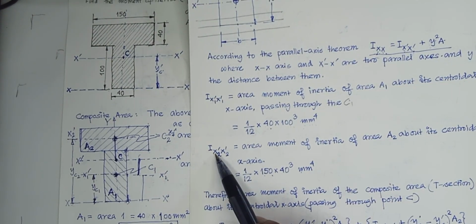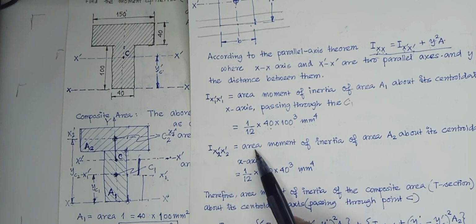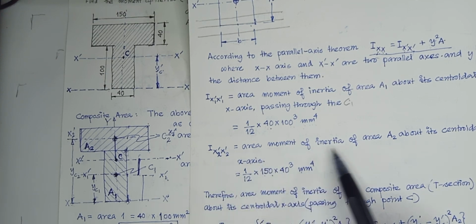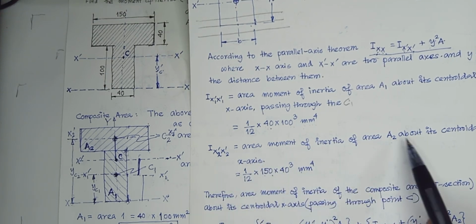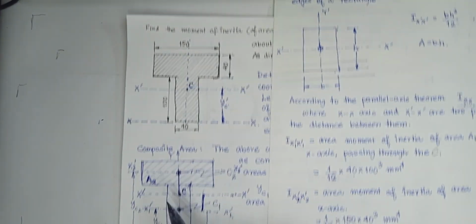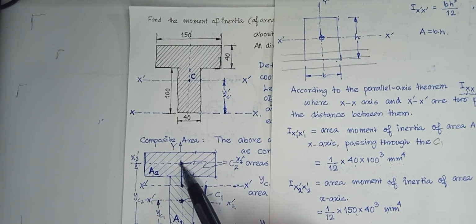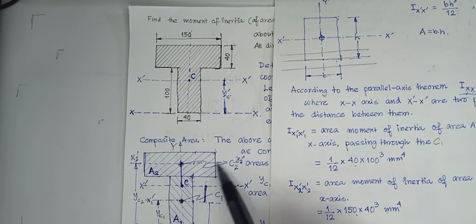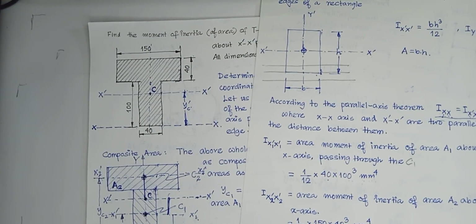Next, in the same way I have determined the area moment of inertia of area A2 about its centroidal x-axis, that means the centroidal x-axis passing through C, that I have determined.